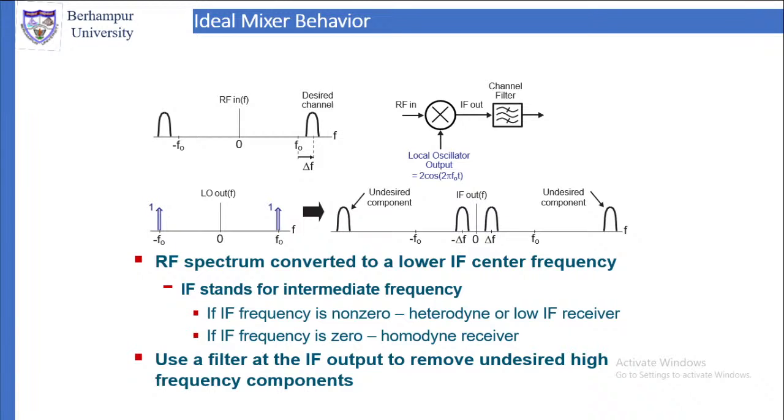So IF, as I told you, is for intermediate frequency. If the intermediate frequency is non-zero, then we call it a heterodyne or low IF receiver. If the intermediate frequency is exactly equal to 0, IF means F0 minus delta F, that is equal to 0, then we call it a homodyne receiver. So F0 minus delta F is equal to 0, or F0 is equal to delta F, in that case it is a homodyne receiver.